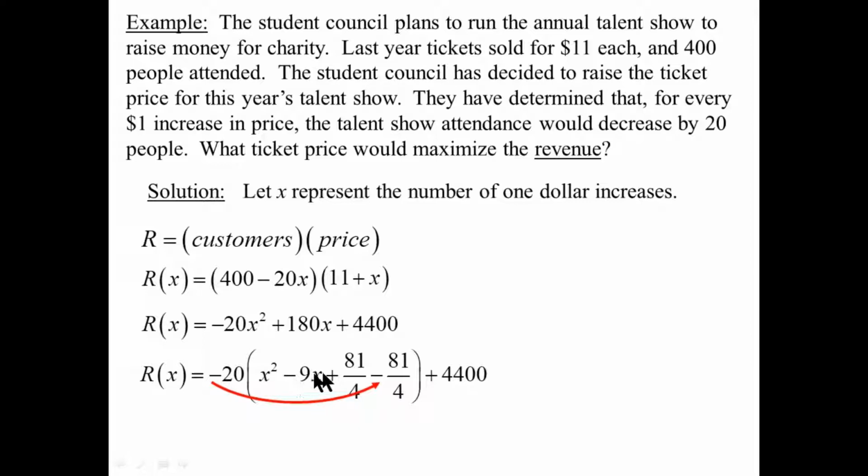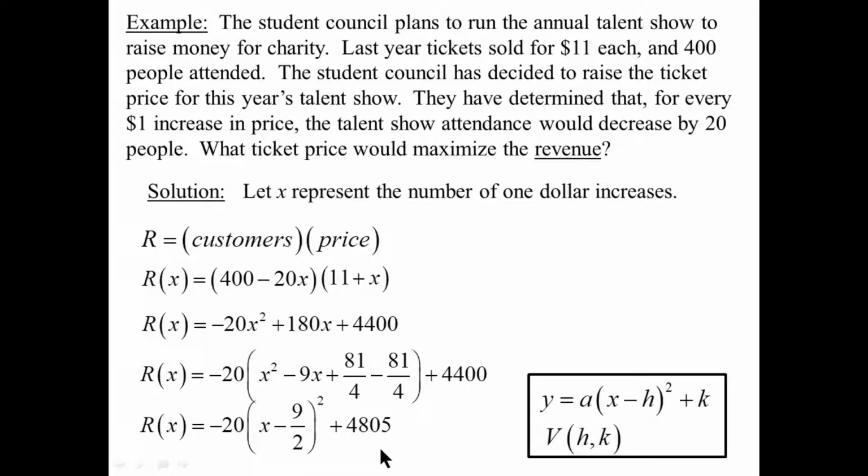Now let's think about this. 20 is going to be multiplied by this term. So it's going to join the numerator as a factor. It will be 20 over 4, which is 5. And 5 times 81 is 405. And so when it comes out, it will be plus 405 because it's a negative times a negative. So it's a plus 405. Plus 4,400 will be 4,805. Meanwhile, we can repackage the square. x minus the square root of 81 over 4, which is 9 over 2.